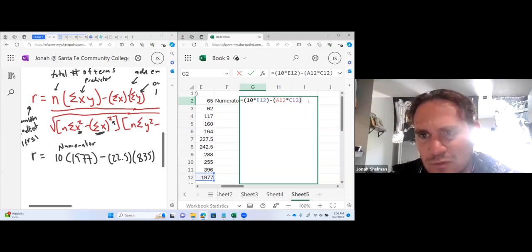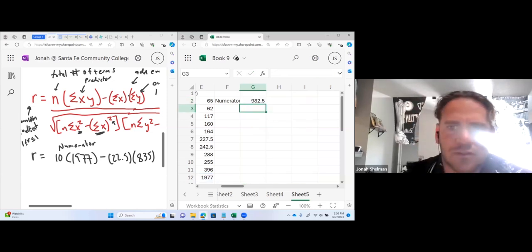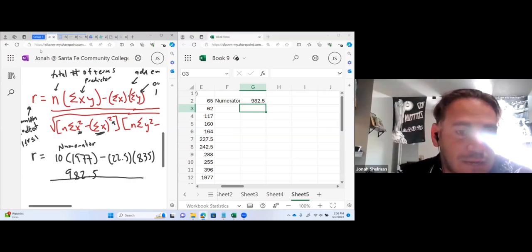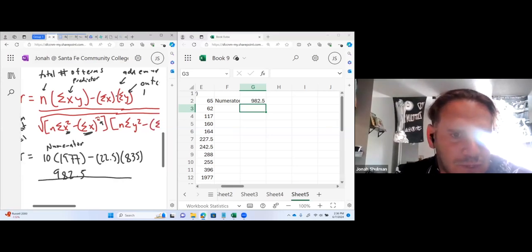So what is our numerator? 900. There's our top, 982.5. All right, now we need our denominator. The denominator has a bunch of parts, but that's okay.